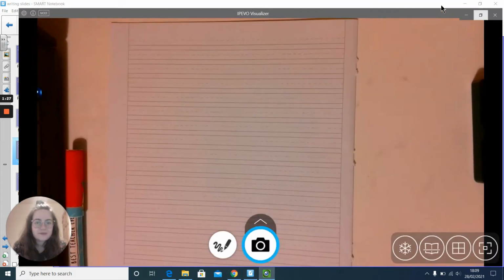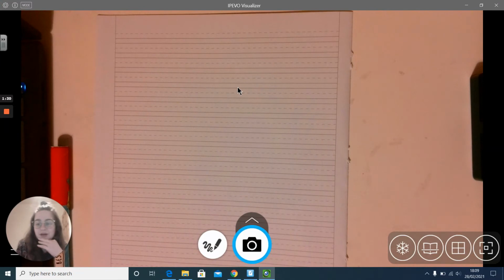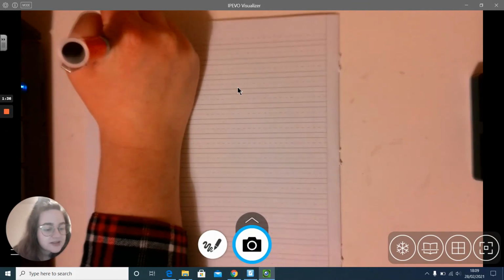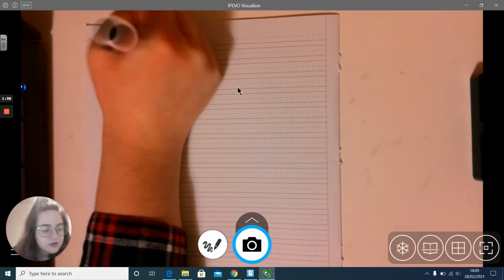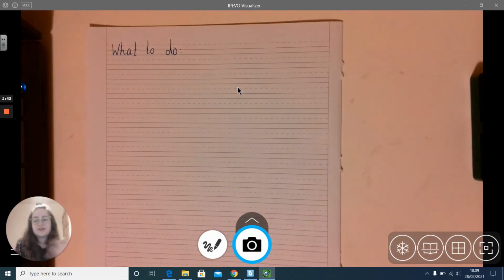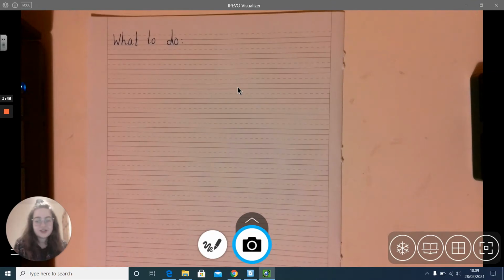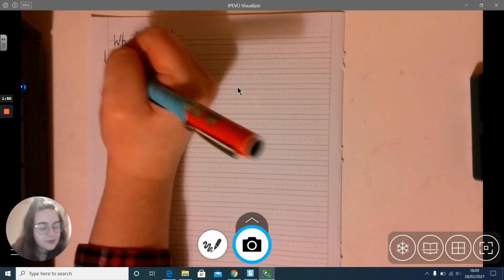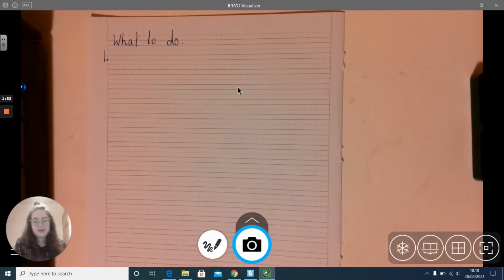I've got my visualizer open here, and today we are going to be telling somebody what to do. So in our instructions we are going to have a what to do section, so I'm going to write my subheading what to do at the top, and then I'm going to write some commands about how to look after my meerkat. In instructions my steps are usually numbered, so I'm going to start with number 1 and I'm going to write some sentences about how somebody could look after a meerkat.